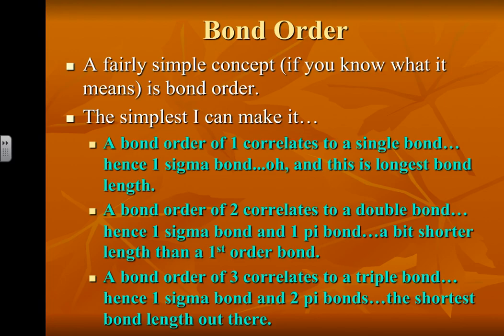Longest bond. A bond order of 2 correlates to a double bond, and that's 1 sigma and 1 pi bond, and it's a bit shorter than a first order bond, which would be a single bond. A bond order of 3 correlates to a triple bond. That's a sigma bond and 2 pi bonds, and it's the shortest bond length out there. Again, relatively simple concept, but notice how much stuff we're putting together right now. We're putting together sigma and pi, we're talking about length, we're talking about strength, and then this thing called bond order. So bond order, 1, single bond, 2, double bond, 3, triple bond.